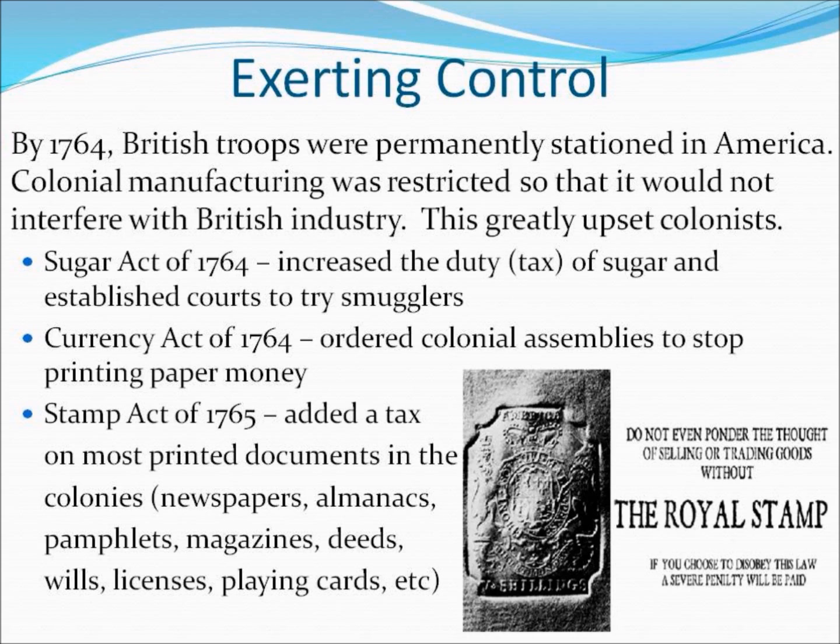Finally, the Stamp Act. The Stamp Act is going to be a big one. What this says is that there was going to be a tax placed on any type of legal document, any type of printed document. So newspapers, magazines, anything like that had to have this stamp on it, which it was not allowed to be published without it. So all it's doing is raising the cost of that printed document because it had that stamp on it. So it's just making things cost more, and the colonists deeply resented this.